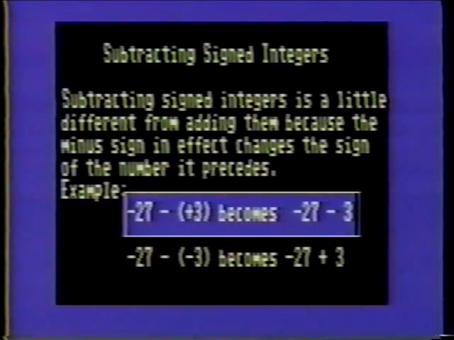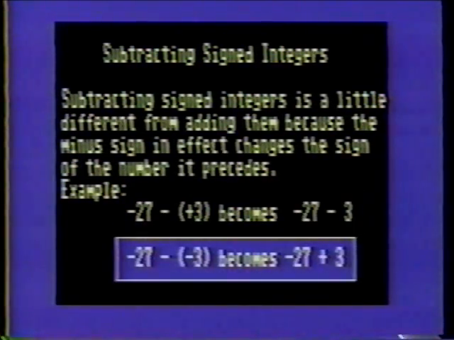Subtracting signed integers is a little different from adding them, because the minus sign, in effect, changes the sign of the number it precedes. For example, negative 27 minus positive 3 becomes negative 27 minus 3. In effect, if it is positive, it becomes negative. If it is negative, it becomes positive. Negative 27 minus negative 3 becomes negative 27 plus 3.